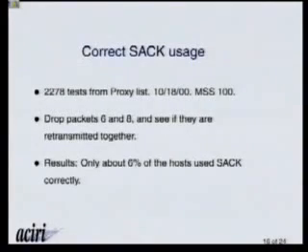We ran about 2,000 tests from the proxy list to see whether SACK is used correctly. The test was like this: we let the window reach 8 packets, and we dropped the 6th and the 8th packet. If SACK is implemented correctly, as the RFC says, they should be retransmitted together. But if it's doing the default New Reno or Reno behavior, then you will see only retransmission of 6, which is a degradation in performance. This was a very surprising result: only about 6% of the hosts in our test did SACK correctly.